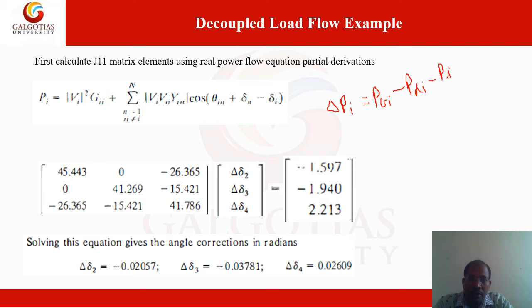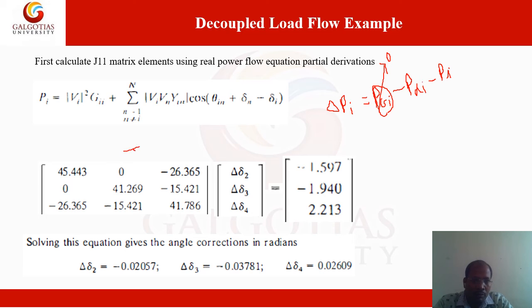So we already calculated the mismatch. You can see this is the mismatch power at the load buses. Because at the load buses there is no generation, PGi will be 0. So all these values we are getting are negative. This will be 0 at bus numbers 2 and 3. But at bus number 4 there is a generation, so we are getting a positive mismatch.